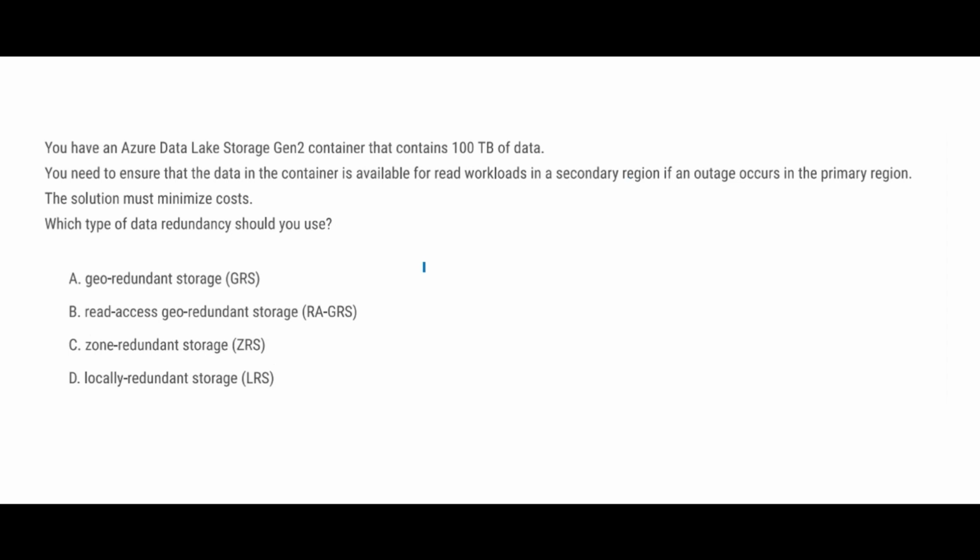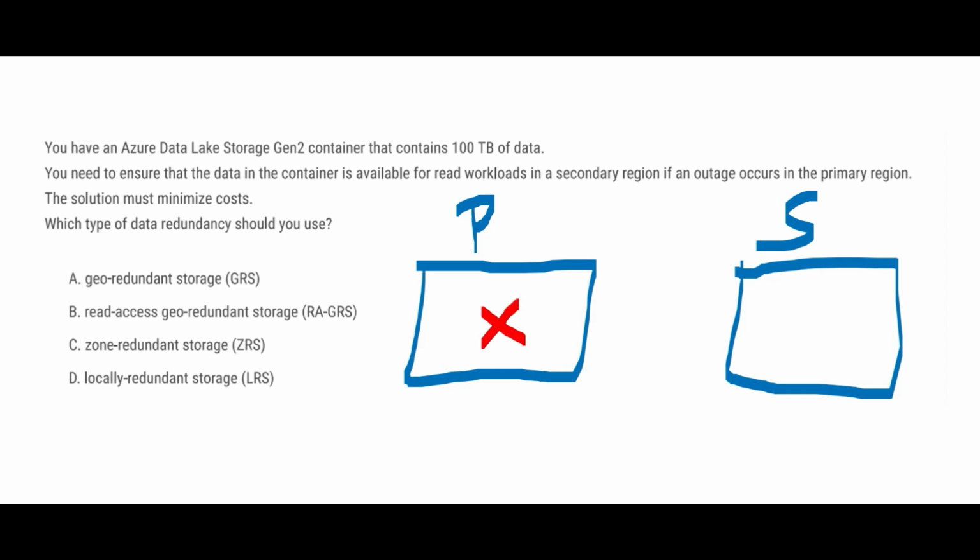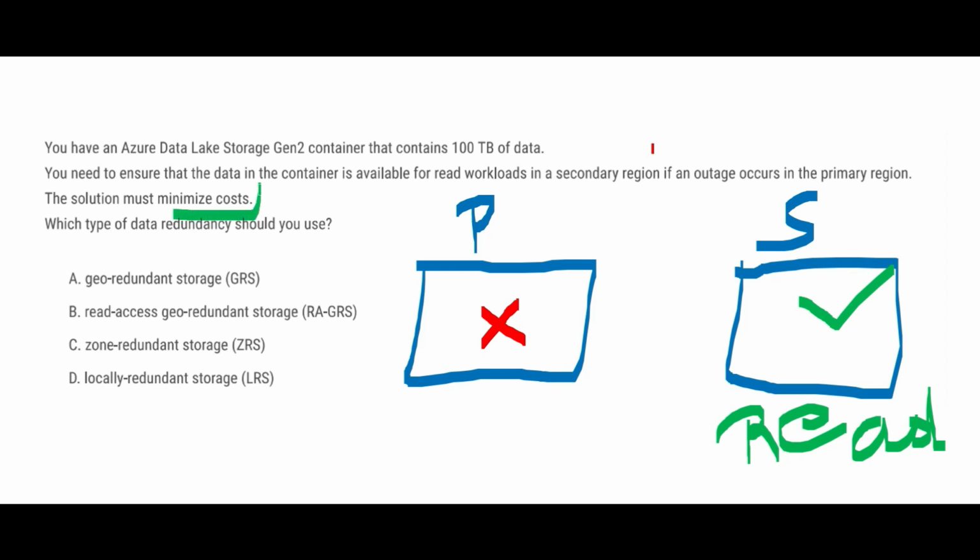See, in this case, you have a data center and you have data lake storage. This is your primary and this is your secondary data lake storage. If this guy goes down, this guy should be up only for read operations. That is what we want, only for read. So what should we do? We should use something which minimizes cost. In cloud, you have to do everything to minimize cost.